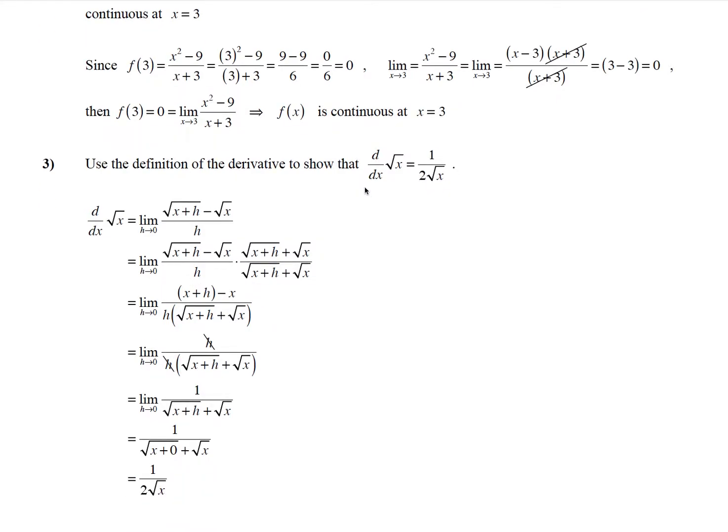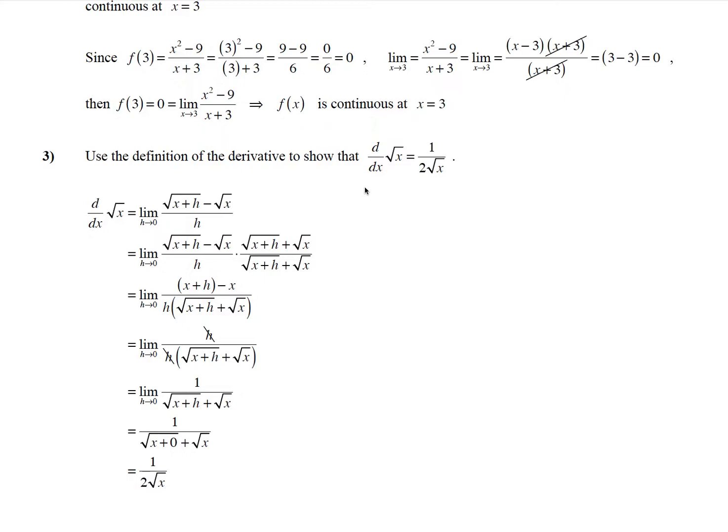Now the third question asks us to use the definition of the derivative to show that the derivative of square root of x is equal to 1 over 2 times the square root of x. The definition of the derivative, as you recall, is the limit as h approaches 0 of f of x plus h minus f of x over h. Since the function is the square root of x, then the function evaluated at x plus h just means that we substitute x plus h in. X plus h is the argument.